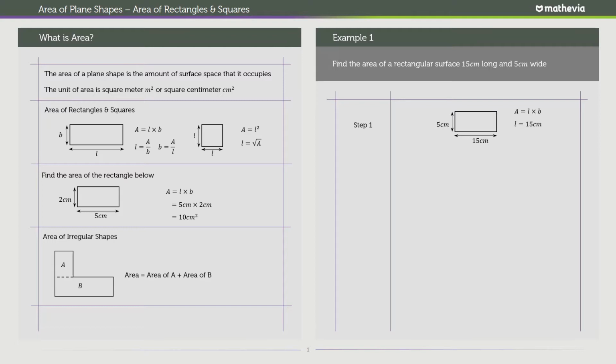So our area is length times breadth. Our length is 15 centimeters. Our breadth is 5 centimeters. From this point, you pretty much know exactly what you need to do. You just need to put the numbers in. Area would be 15 times 5, and that will give us 75 centimeters squared. Simple, straightforward. Area is actually really easy. Let's do another one.